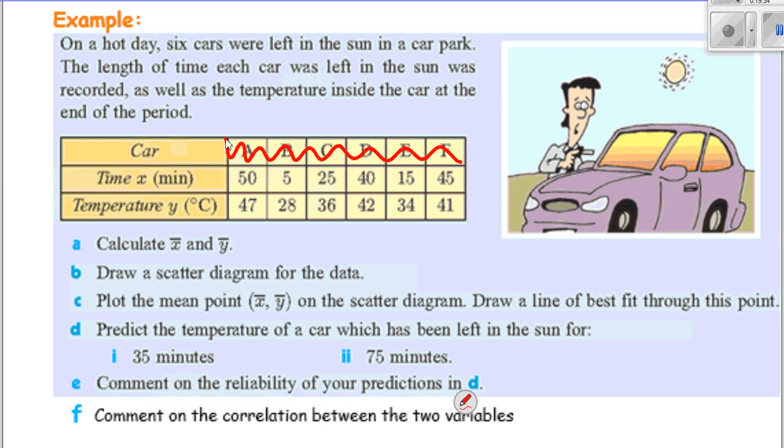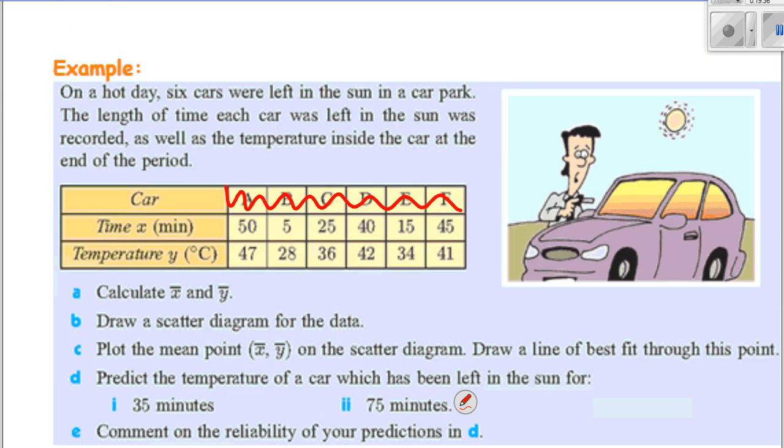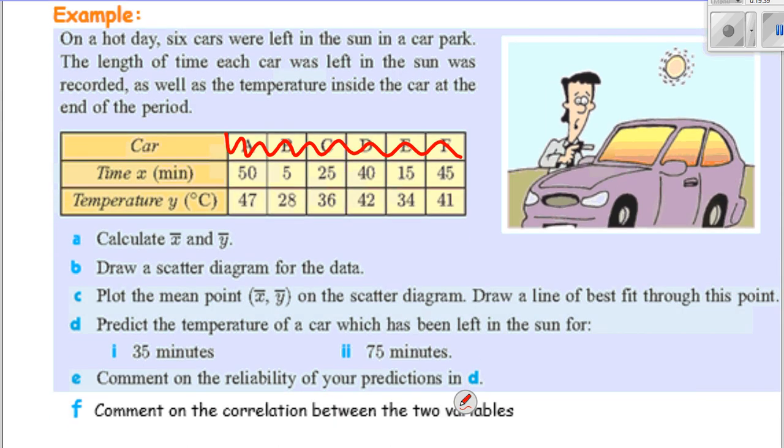For some reason, some examiners have put this extra row on top, just saying person 1, person 2, person 3, person 4. And students have mistakenly thought that was part of the coordinate. But the x values are the time and the y values are the temperature. So first thing, calculate the mean of x and the mean of y.